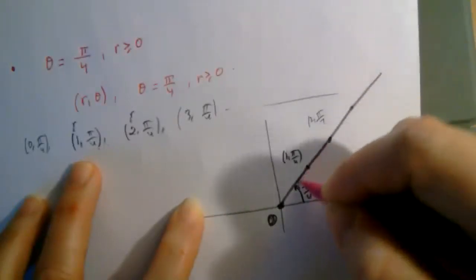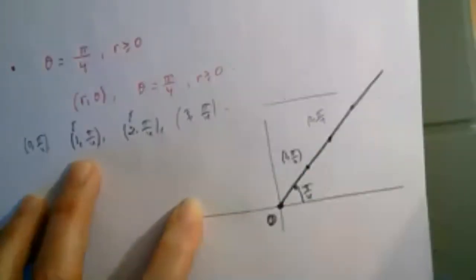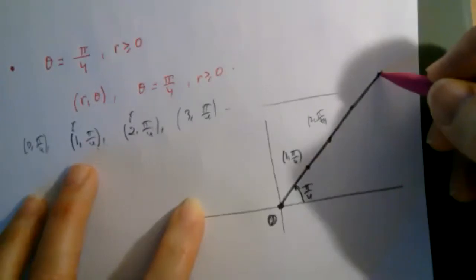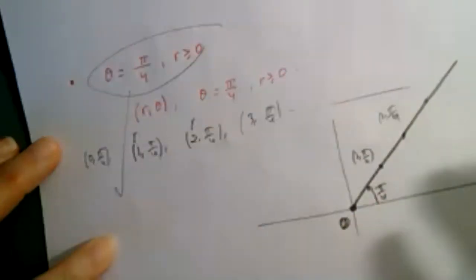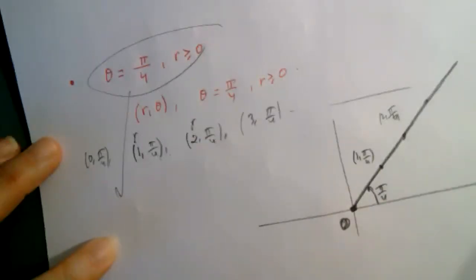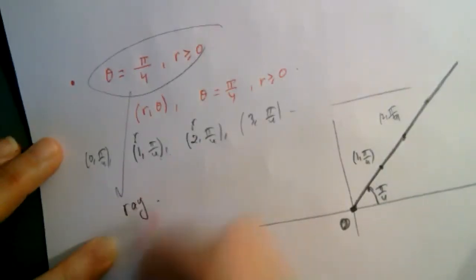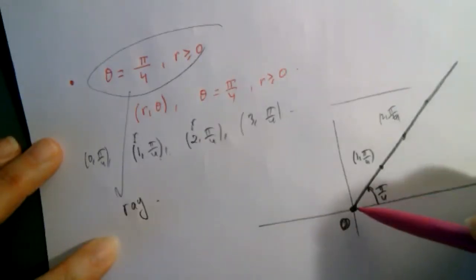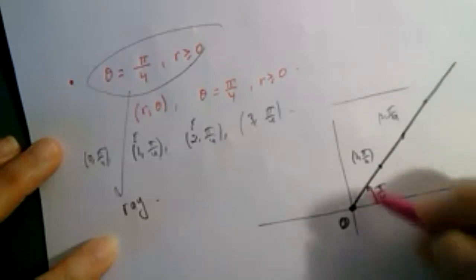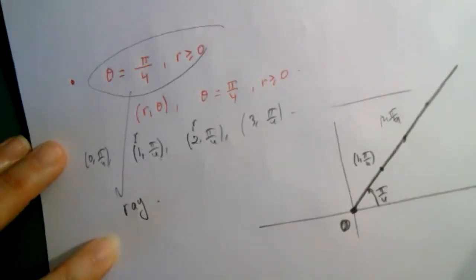So this is a line. All the points on this line, their theta is pi over 4. They have to be on this line. So this is nothing more than a line. It's not a line, it's a ray. Ray means it's not the whole line. So that's just nothing more than a ray. So it's the line, or as your classmates say, it's the line in the first quadrant determined by the angle pi over 4.